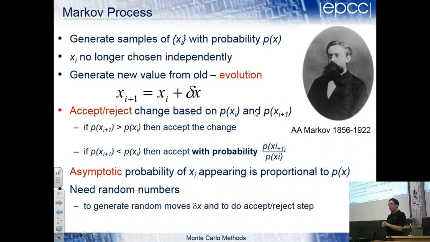So if I want to generate a distribution x with the correct probability, I take where I am, xi, and I move randomly to a new position, delta xi. And that's where the random numbers come in, firstly. You're doing a random walk through this space, and so you need random number generators to move around in this space randomly. But you don't walk completely randomly. You do an accept-reject step. If the place you're going is more probable than the previous place, then you accept the change, and that's saying that you like to go uphill. But if the place you're going is less probable than where you are, you don't reject it outright.